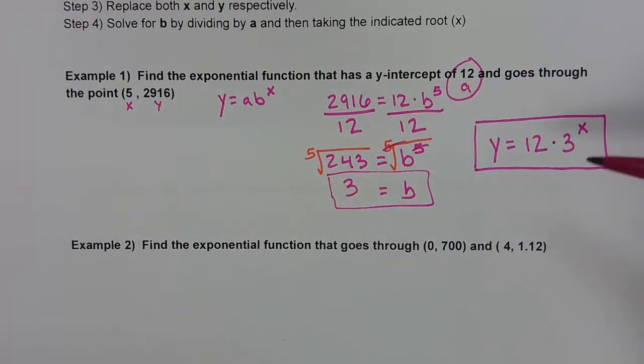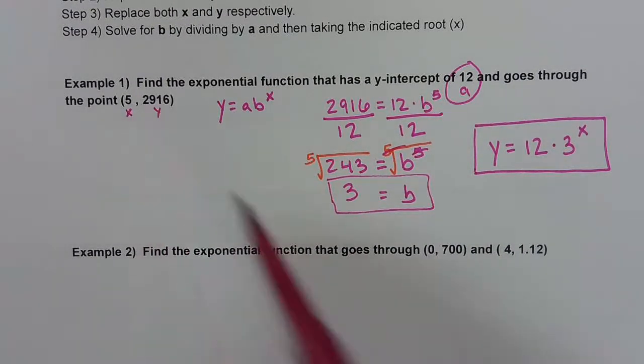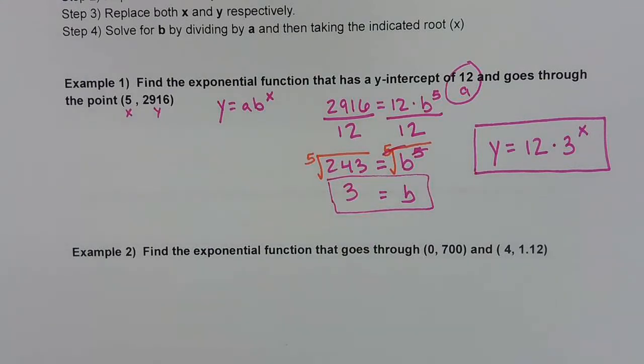And I can go ahead and check this by plugging in 5 for x, and I should get an output of 2,916.